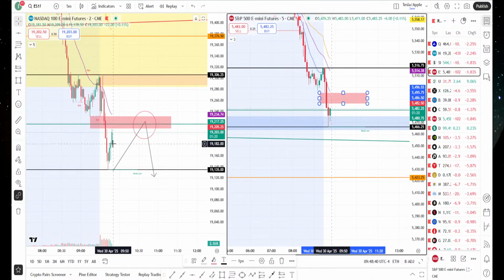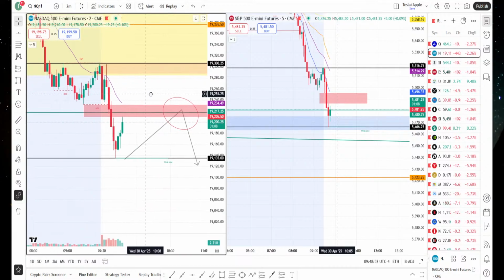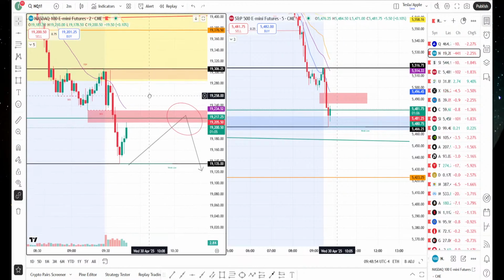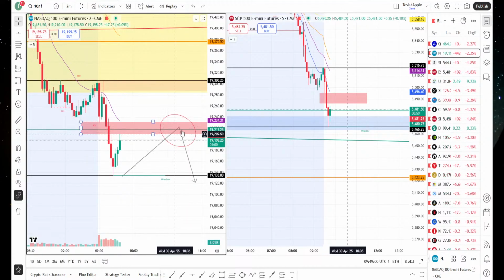I would buy it. There's a hammer candle right there. I would buy it, it goes up to my red zone, I would close that buy, and then I'm looking for sellers to sell. That's why. If I'm looking for sellers to sell here, why would I buy thinking, okay, we might go all the way up here? No, I'm looking for sellers to sell in here so I can go with the trend.